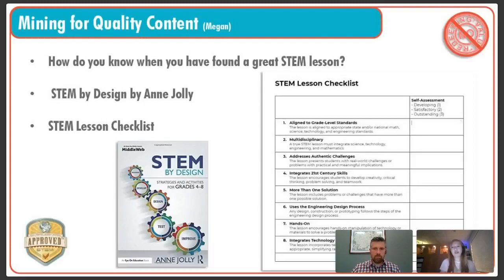Is it more than one subject, right? Are we implementing arts? Don't forget your arts for STEM and STEAM. Don't be afraid to implement social studies as well. It's about bringing all these concepts together for students.